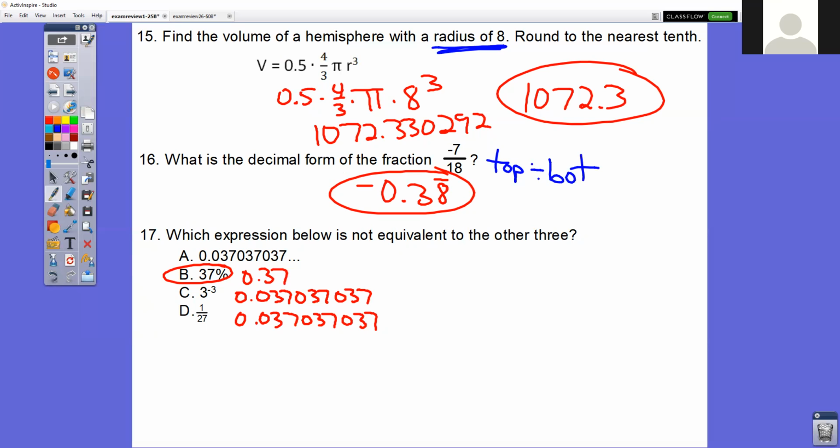So you do -7 divided by 18, you end up with -0.38888888888, or 8 repeating. Unfortunately, you can't do the repeating sign in ClassKit, so you've got to type in a whole bunch of 8s after the 3.